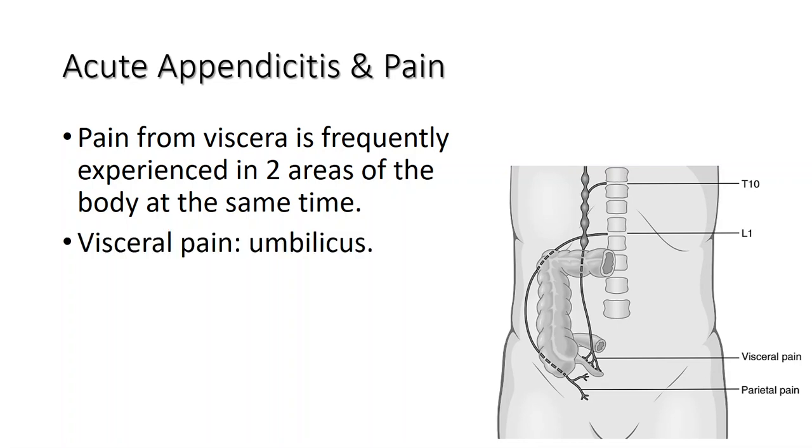Pain impulses also often originate in the parietal peritoneum where the inflamed appendix touches or is adherent to the abdominal wall. These impulses cause pain of sharp type directly over the irritated peritoneum in the right lower quadrant of the abdomen.